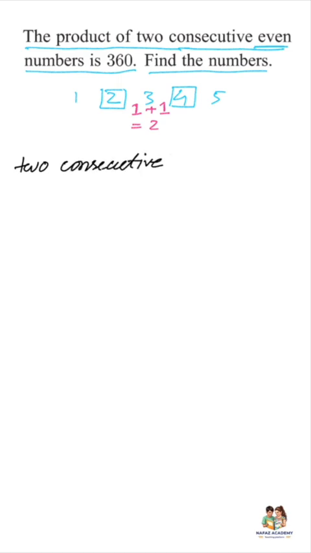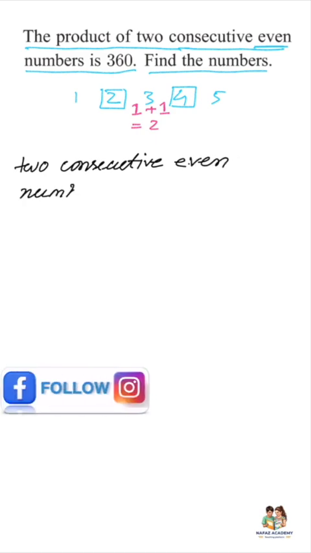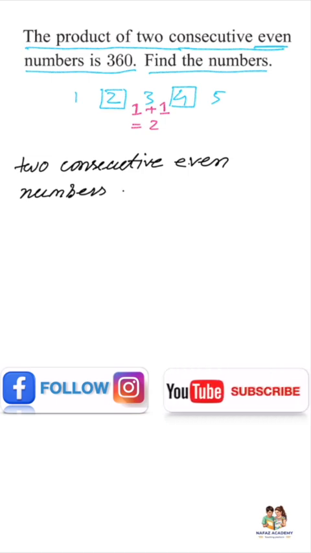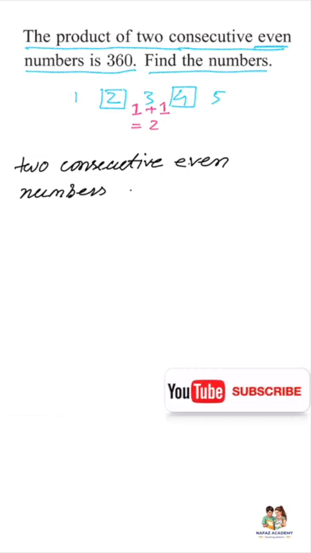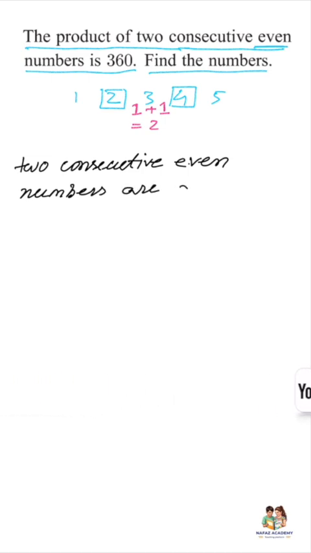So two consecutive even numbers, I'm writing, one is x and another one is of course x plus 2.